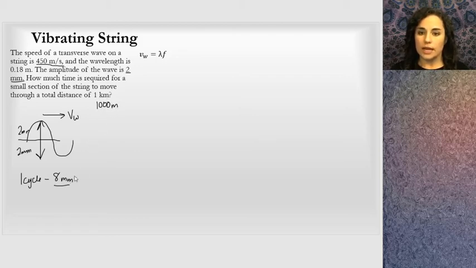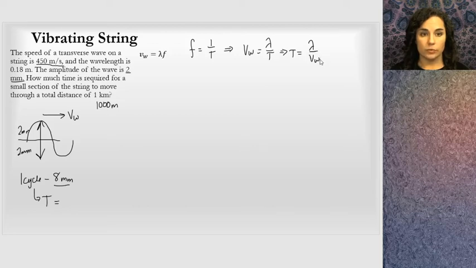Well, it seems like if I need time, I have to relate it to maybe the period, right? One cycle has a time, which is the period. And I can calculate that. The frequency is 1 over the period. So if I want to find the period, let's see, the frequency, I can plug that into the equation. V wave equals lambda divided by the period. I'm going to solve for the period. The period equals lambda divided by the velocity of the wave. So I can plug numbers in there.